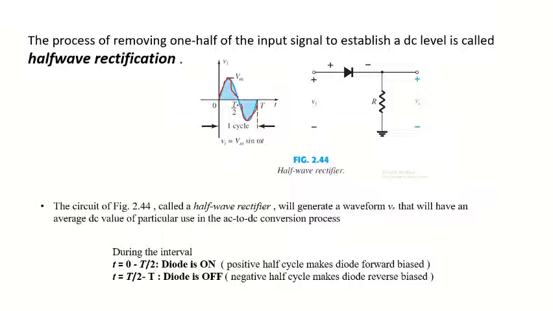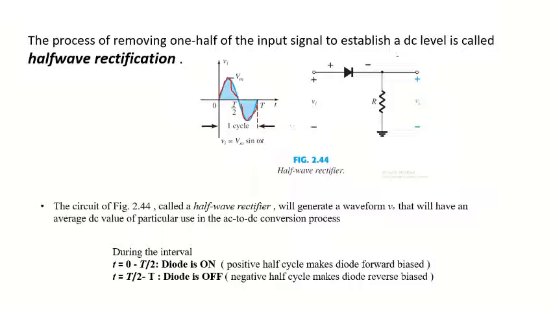So what is the average value? The average value is the algebraic sum of the area above and below the axis. It is the summation of all the values in the positive half and the summation of all the values in the negative half. So for a perfect sinusoidal signal, the average value must be equal to 0.